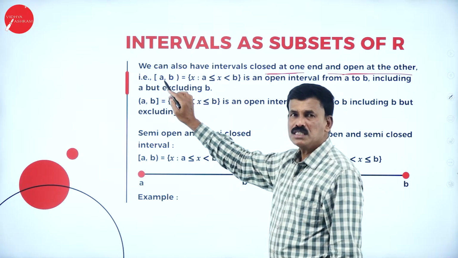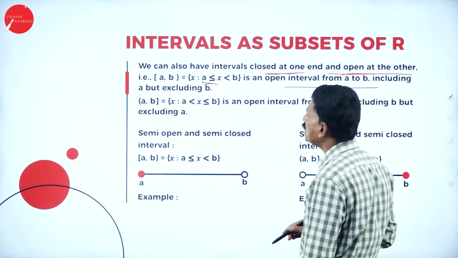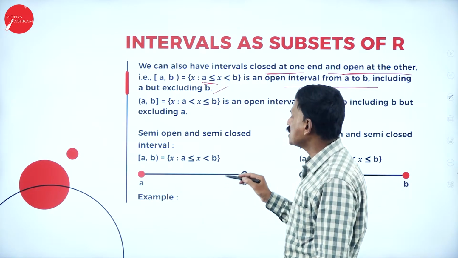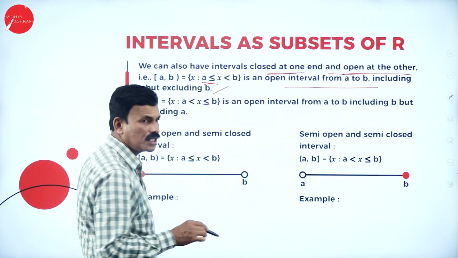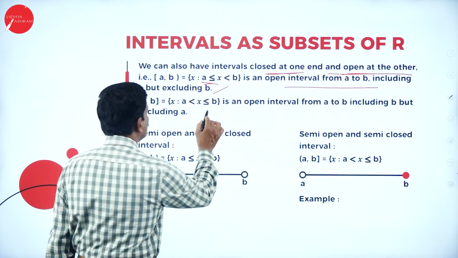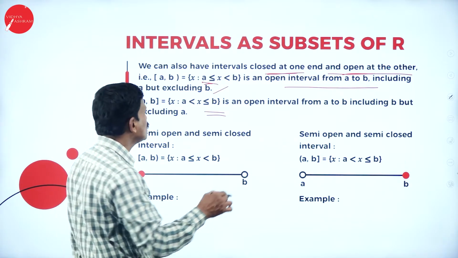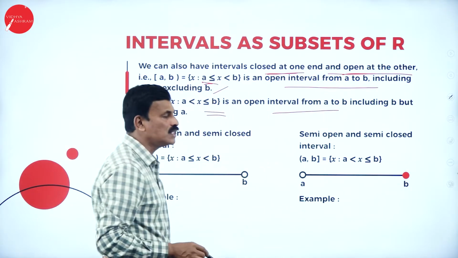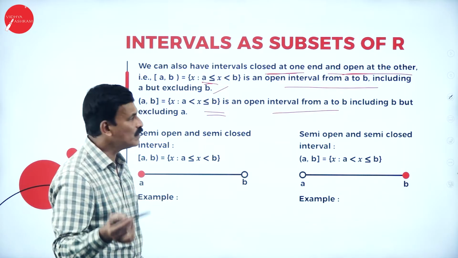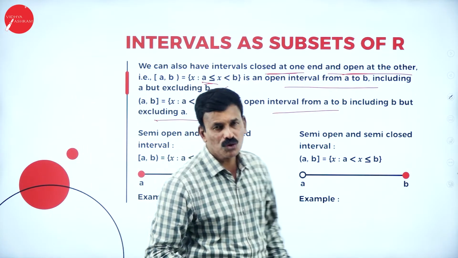That means all the values in between A and B, including A and excluding B, come under half closed and half open. Similarly, half open and half closed is denoted as small bracket A and big bracket B, which is x such that A less than x less than or equal to B. That means all the values which lie between A and B, including B and excluding A. So these are called semi-open and semi-closed intervals.